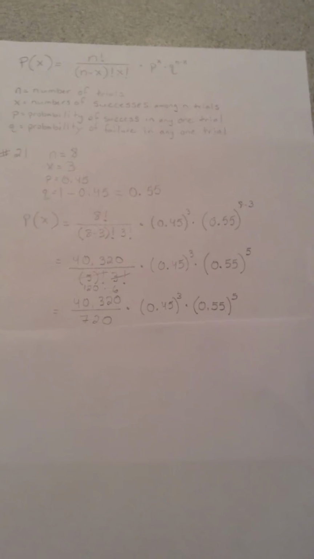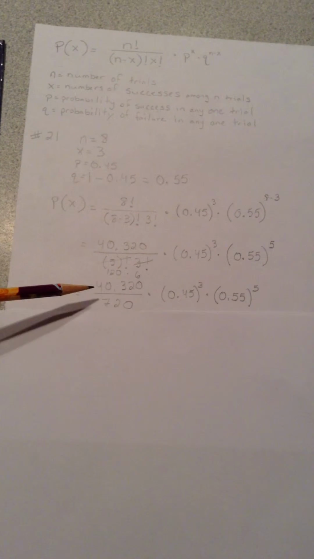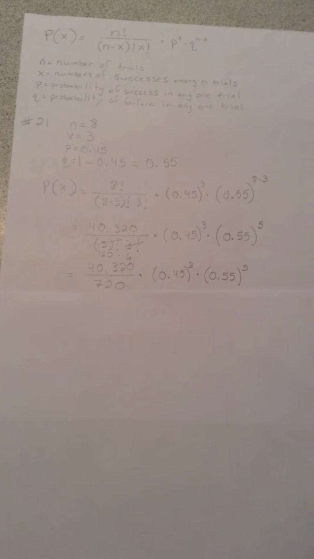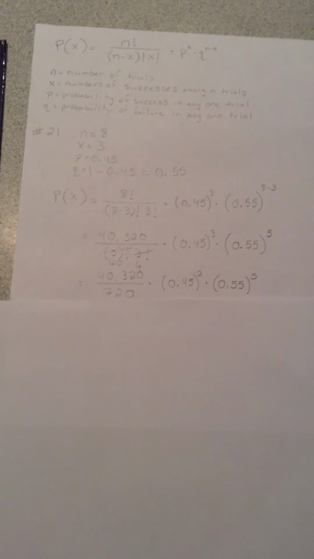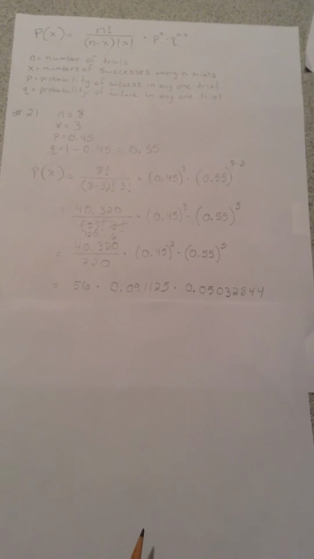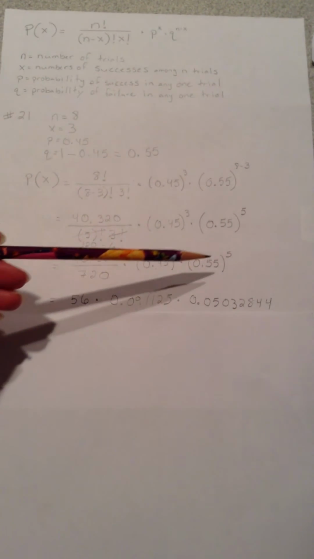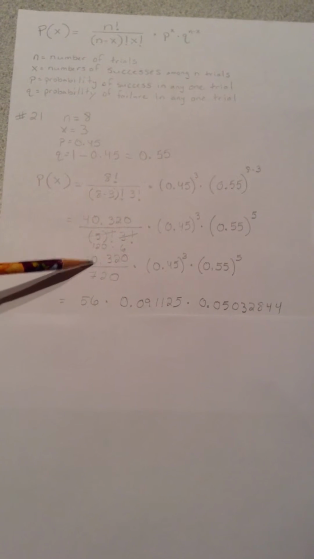So it's already looking a bit nicer. So from here, I simply need to divide my numerator by my denominator. And in this case, it actually comes out very nicely as a 56. And then I also need to calculate the approximate decimal values for our probabilities raised to the appropriate powers. Now you'll see here, here's my 56 from our first fraction.